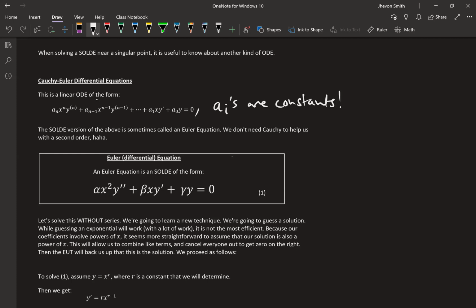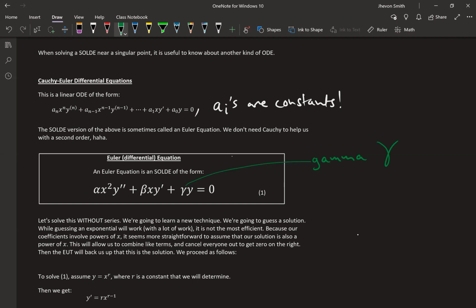Now, we are going to care about the second order version of this guy. And the second order version is just called an Euler equation. So whenever we're in differential equations and we say an Euler differential equation, we are talking about a differential equation that has this form specifically. It looks kind of like a quadratic merged with a differential equation. Alpha x squared y double prime plus beta x y prime plus gamma, this is gamma, which I know kind of looks like a y, but it's really like a loop at the bottom. Gamma y equals 0. This is called an Euler equation.